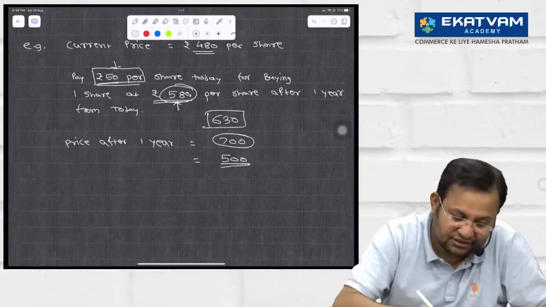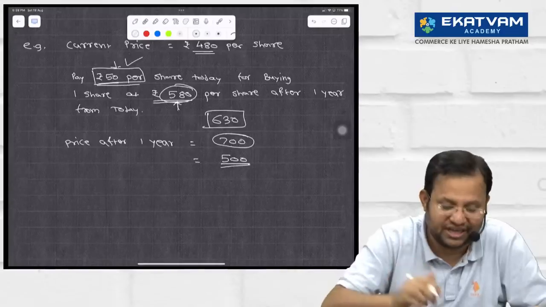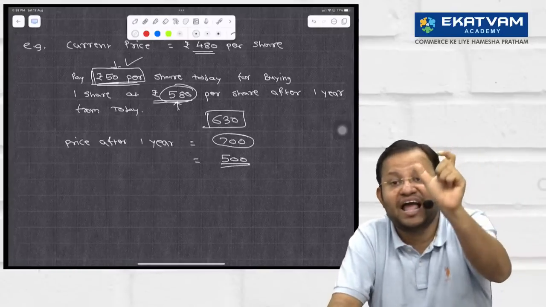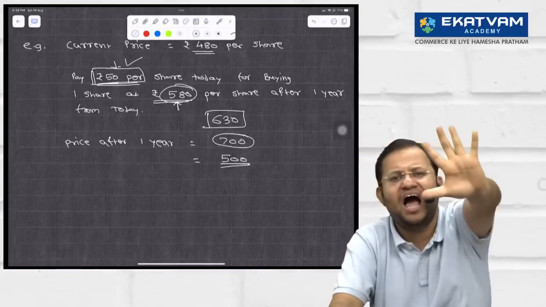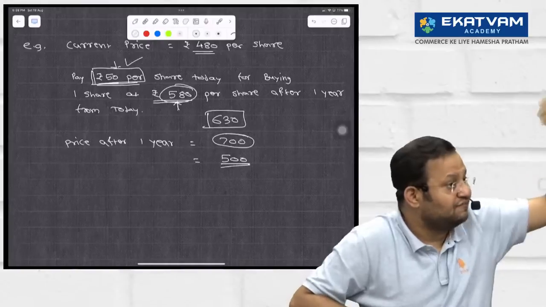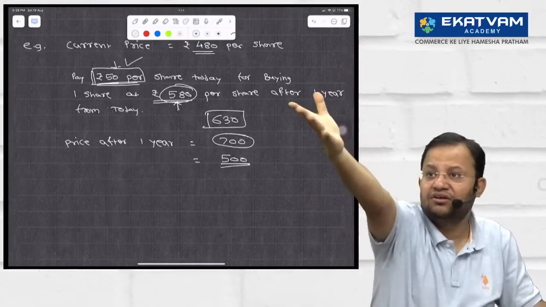Normally, this money received in the balance sheet of the company is shown as not share capital. This 50 is shown as what? Money received against share warrant. Company ने आज कितना रिसीव किया? अरे कंपनी ने आज कितना रिसीव किया? 50. And company agreed to issue shares in future.